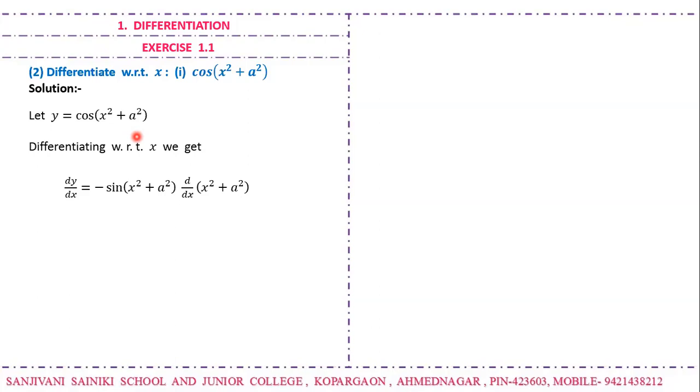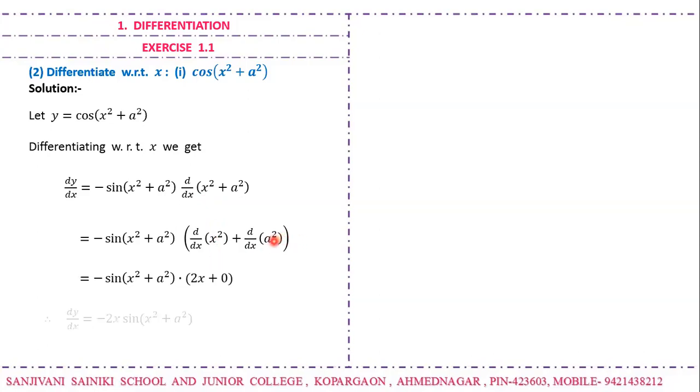The derivative of cos f of x is minus sin f of x into f dash of x. So this stays as it is, and then d by dx of x square plus d by dx of a square. Now d by dx of x square is 2x, and for d by dx of a square, a is a constant, so its derivative is 0. So what you get is minus 2x into sine of (x square plus a square), which is the derivative of the given function.